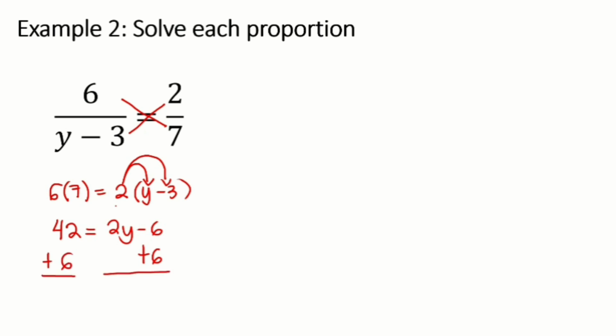So 42 plus 6, that is 48, is equal to, bring down y, then negative 6 plus 6, that is 0. These two are examples of zero pair, so we can also cancel this out. Now what is left is we have 48 is equal to 2y. Then we divide both sides of the equation by 2. Okay, so we now have y is equal to 48 divided by 2.